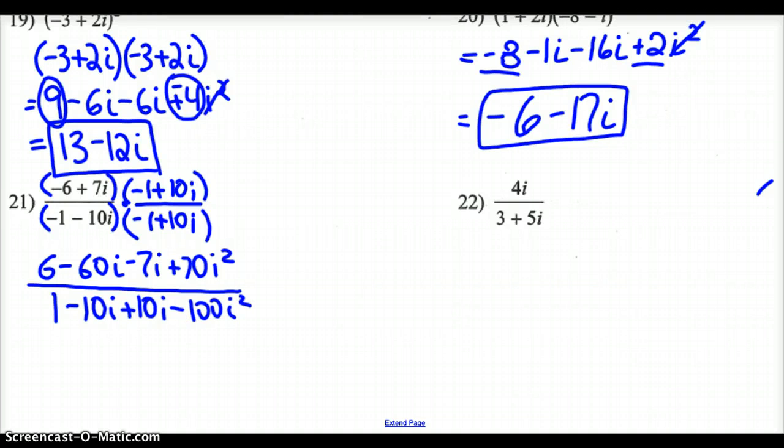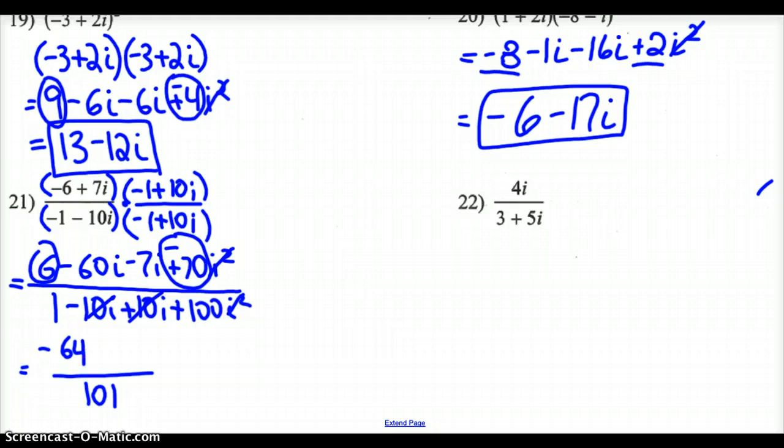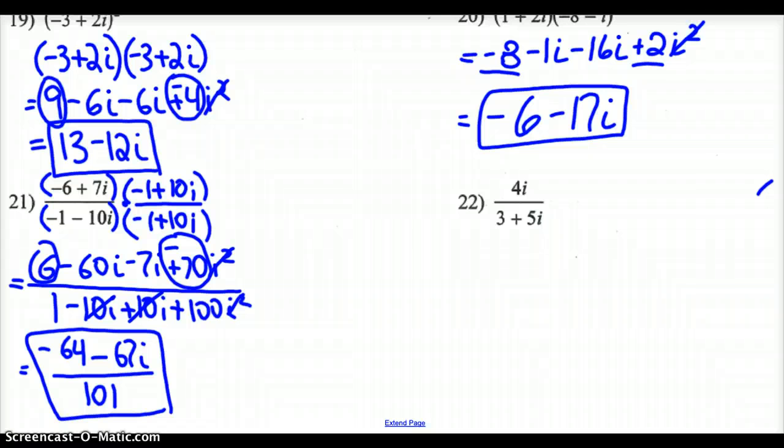Now we have some adjusting to do here because of the i squareds. These cancel, which is the whole idea of multiplying by that conjugate. In the bottom I get 101. And the top, my real parts are 6 and negative 70 for a negative 64. And when I add my imaginary parts, I get negative 67i. Final answer, not too nice looking of an answer, but our answer nonetheless.